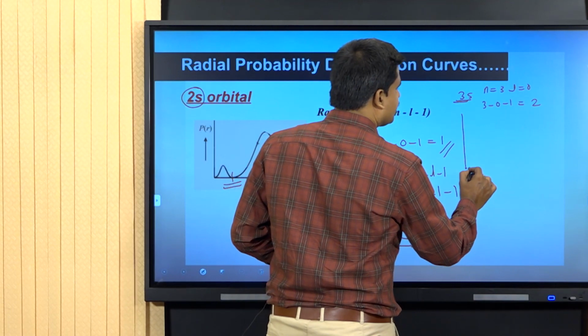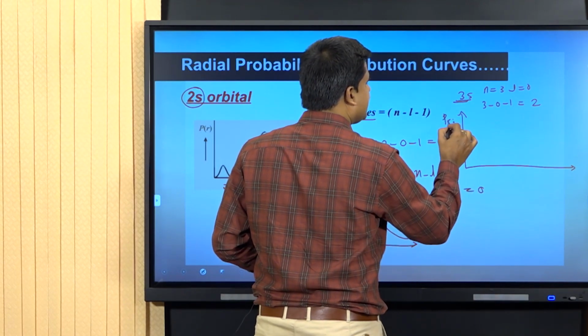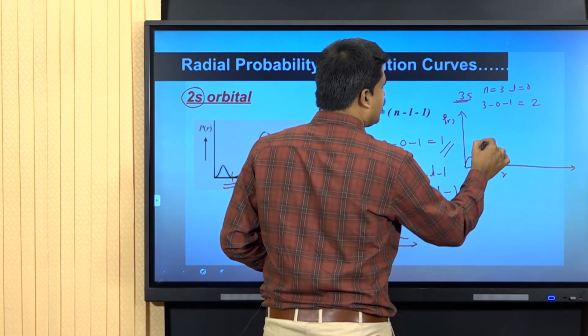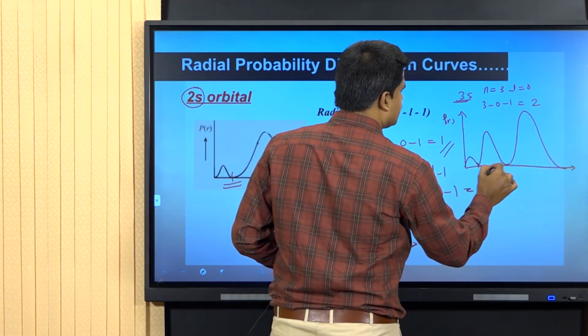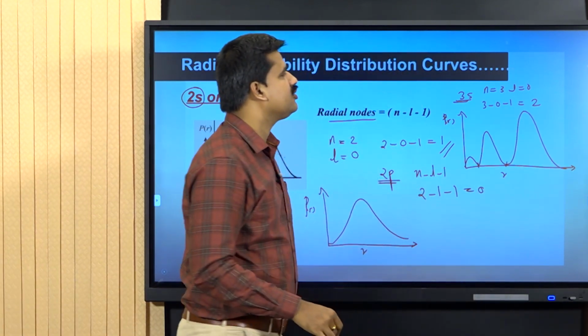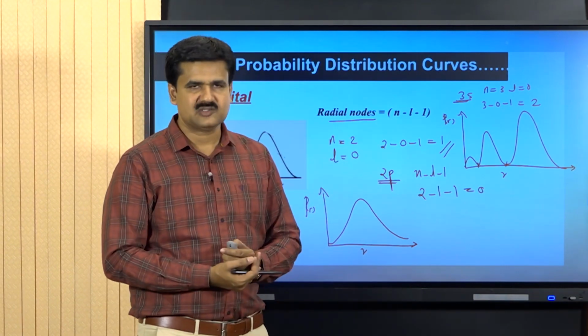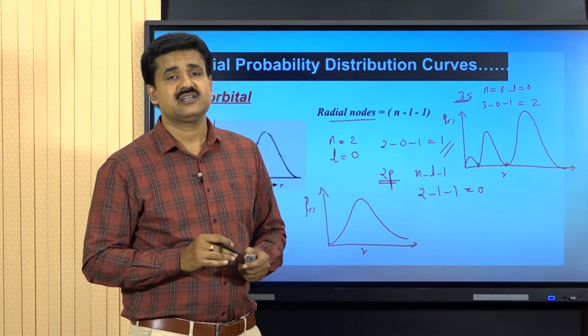And the nature of the radial probability distribution curve is like this. Here there is P(r) and here there is r. This is the nature of the curve. This is the first node, and this is the second node. So here you can see the presence of two radial nodes in the case of the 3s orbital. That is all about the radial probability distribution curves.